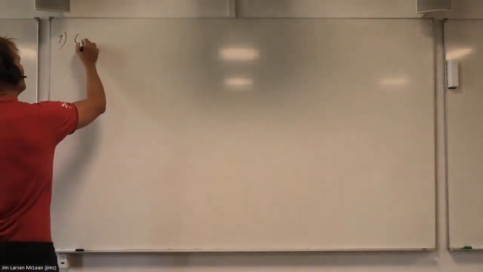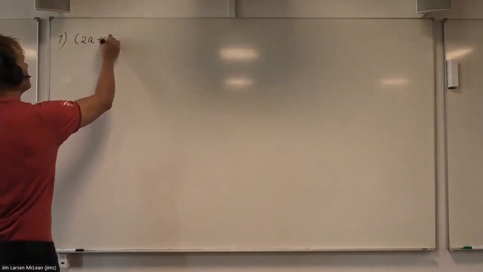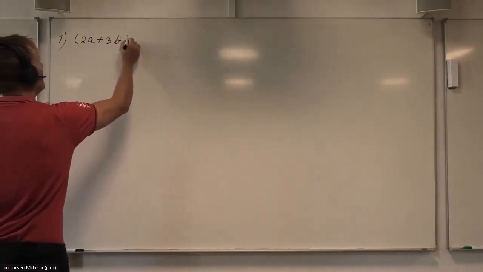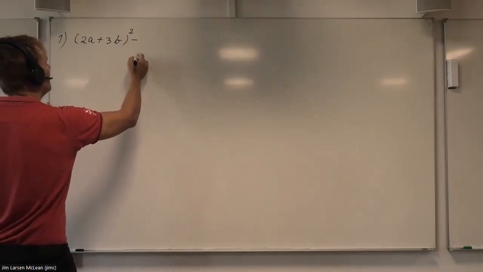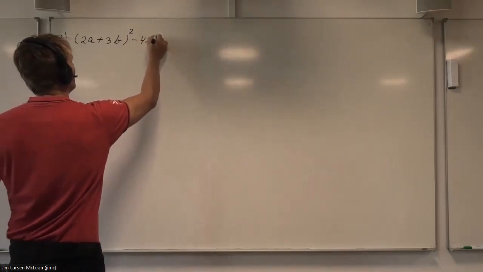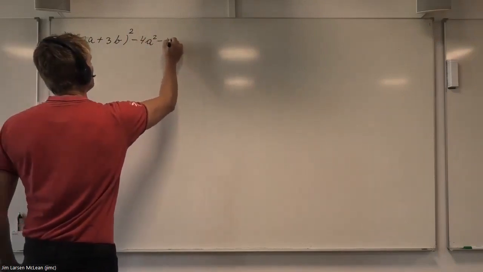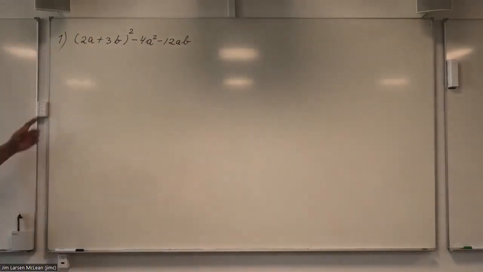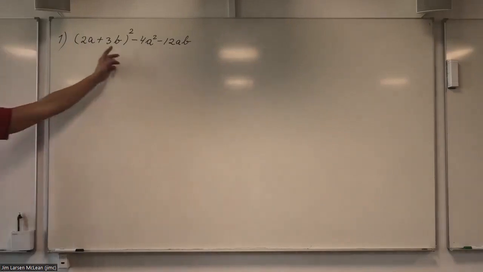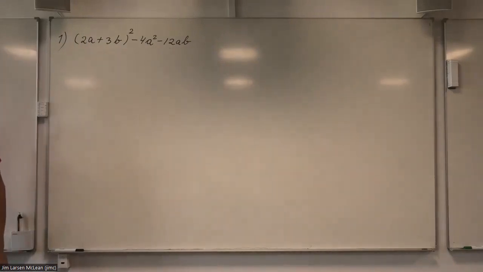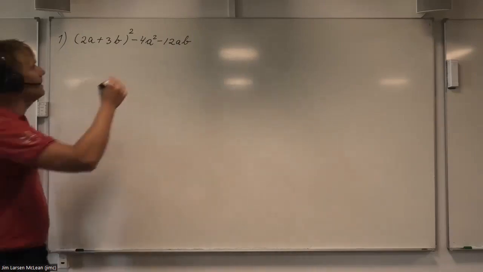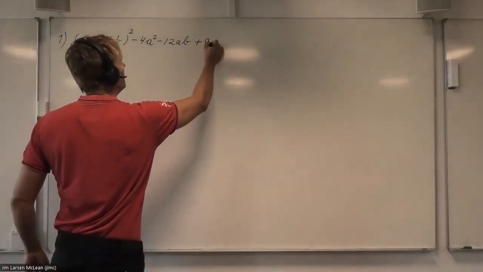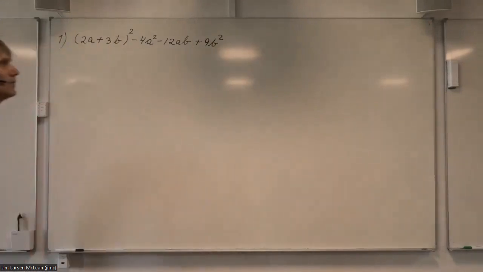Task 1, take a look. (2a + 3b)² minus 4a² minus 12ab plus 9b². And it probably says simplify. So we have to try to simplify what's written here.